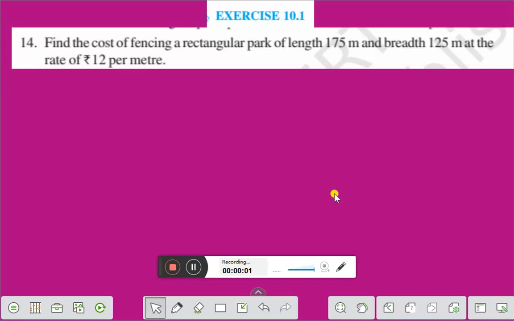Hello everyone. Today we shall discuss exercise 10.1 question number 14. Find the cost of fencing a rectangular park of length 175 meter and breadth 125 meter at the rate of rupees 12 per meter. This is a rectangular park.